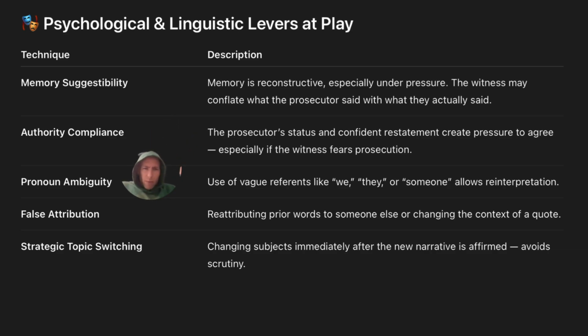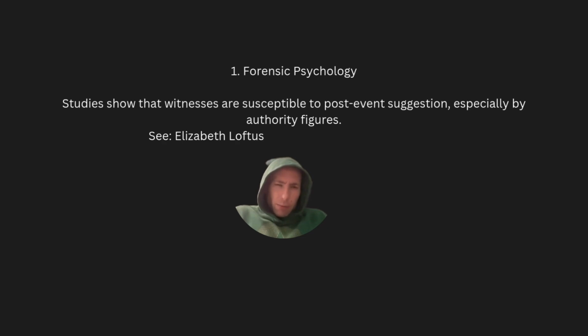The use of vague reference like we, they, or someone allows reinterpretation. And then you have false attribution, reattributing prior words to someone else or changing the context of a quote. And then you have strategic topic switching, and it's just changing subjects immediately following some new established false narrative. Did you know that studies show that witnesses are susceptible to post-event suggestion, and they're especially susceptible to authority figures? Let me know if you like any of these names for this stuff, right? I'll get some shirts made or something, maybe some tees, some hoodies, some of this stuff on them.